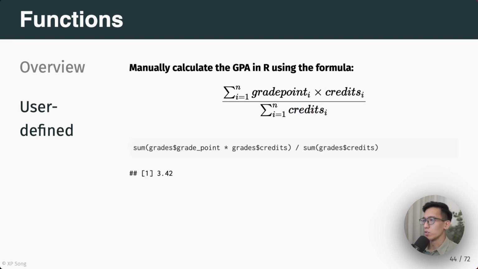This would be the line of code. So this is a numeric vector of grade points multiplied by a numeric vector of credits. That would return a vector. And we would sum up all values within that vector, divided by the sum of the vector of credits. So for this person, his GPA would be 3.42.